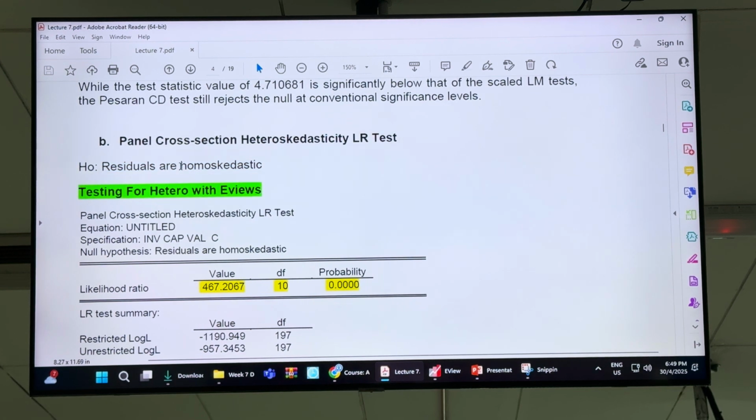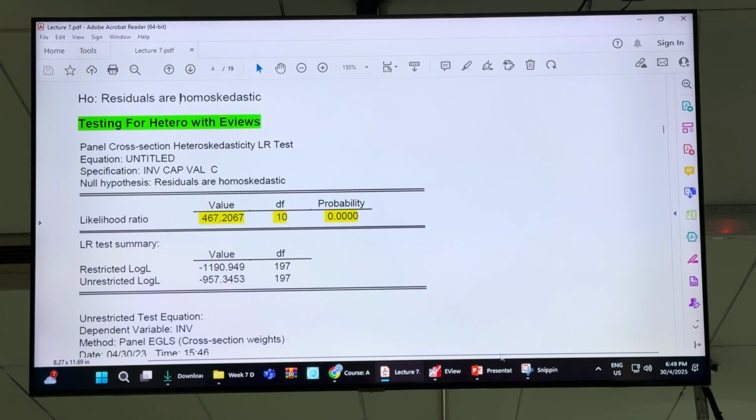If the residual variance is not constant, what does it mean? It means our standard error is no longer efficient. That is the issue of heteroskedasticity. Eventually it will affect our estimation of the test statistic and the interval estimation. That is the issue if this hypothesis is rejected. So how are we going to test it?